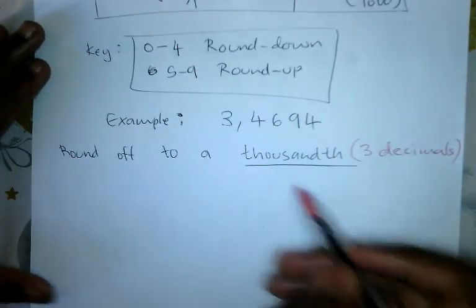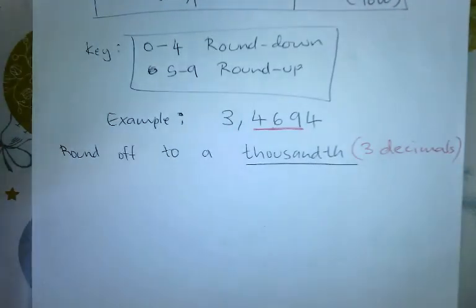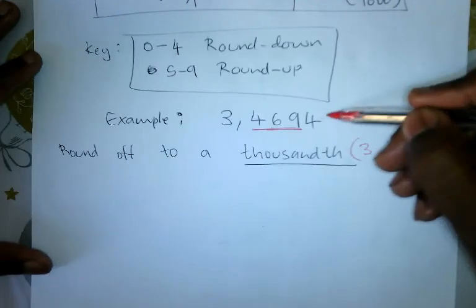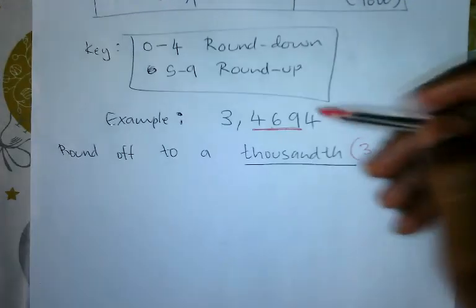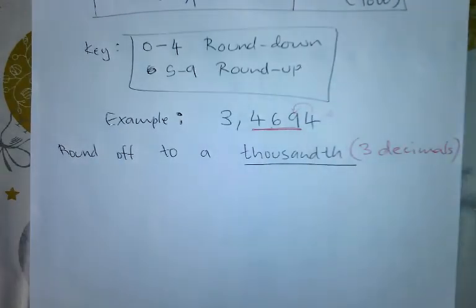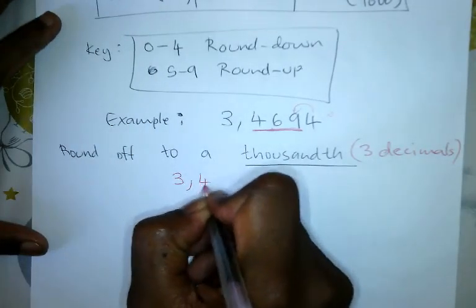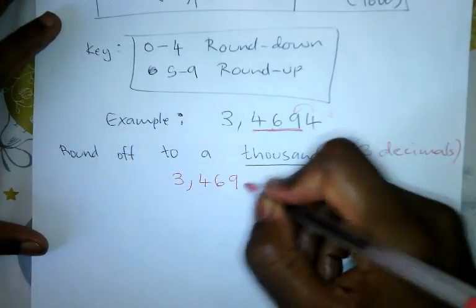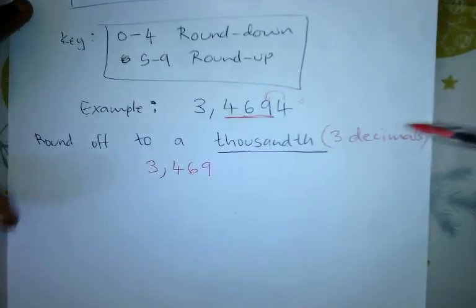We look at the 4th one. Is it more than 5 or less than 5? So is it going to affect the 9? No. So what will be the answer? 3,469. Should I put a 0 here? No, because they want only how many digits after the comma? 3. Are we all clear, guys?